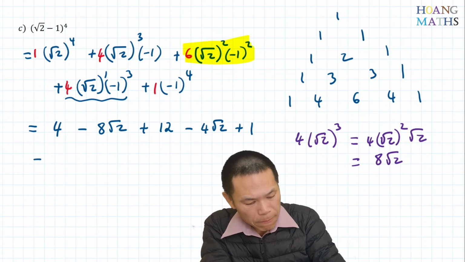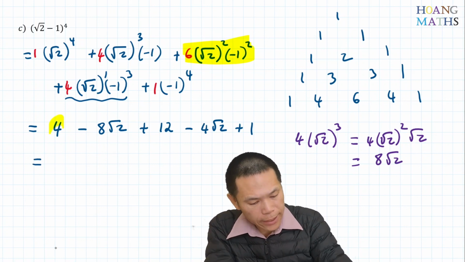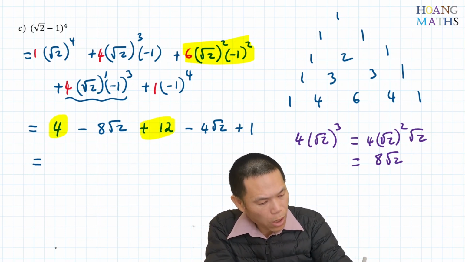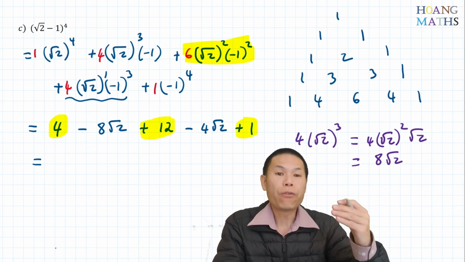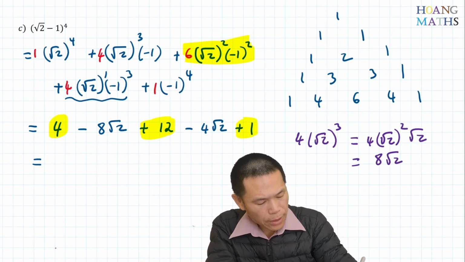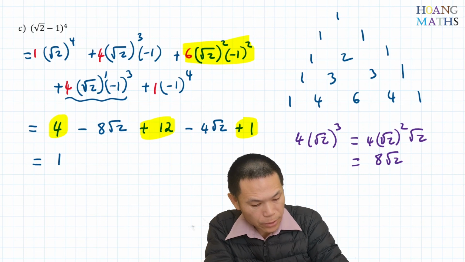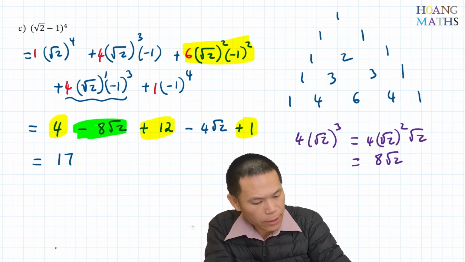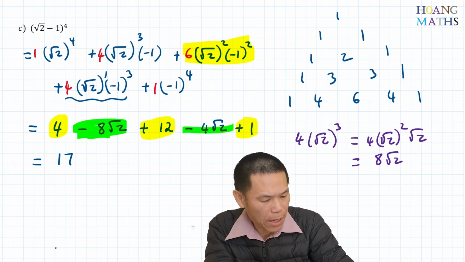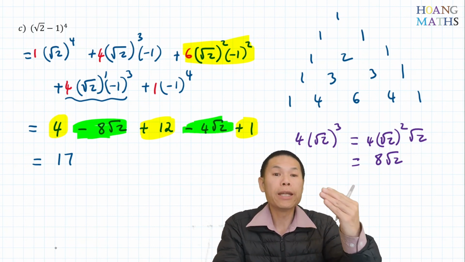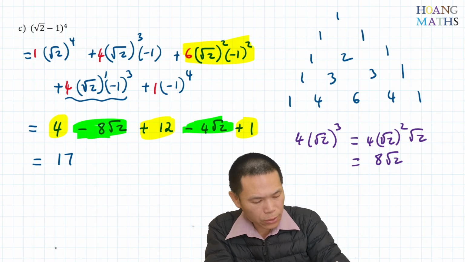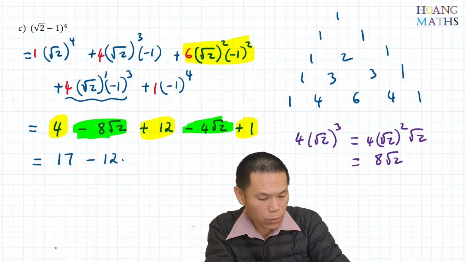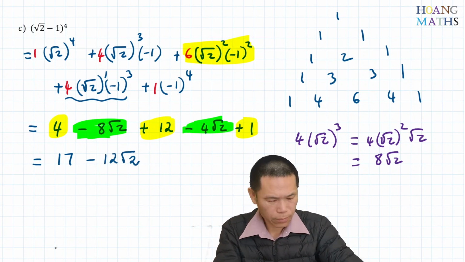Now we just simplify a bit further. We collect like terms. So 4 plus 12 plus 1 is 17. We'll just write this down. And we have this term here: negative 8 minus 4. That will give me negative 12. So just write this down: minus 12 square root of 2.